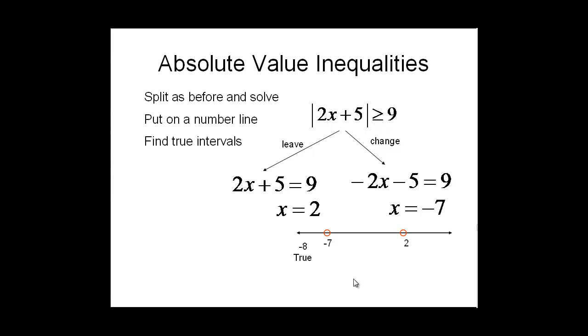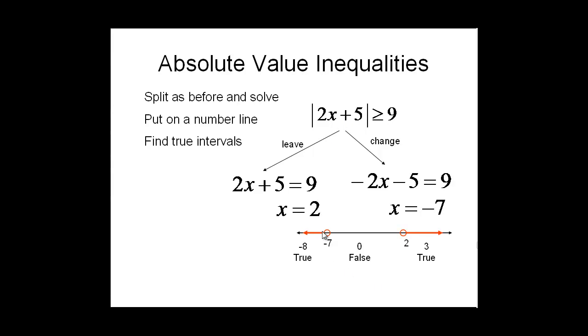Okay, if you plug in -8, I go back to the original. -8 doubled is -16 plus 5 is -11. Its absolute value is bigger than 9. That's true. I'm going to plug in 0. 0 plus 5 is bigger than 9. That's false, so I don't shade it. And the 3, 6 plus 5 is 11. Is bigger than 9. That's true, so I shade it.